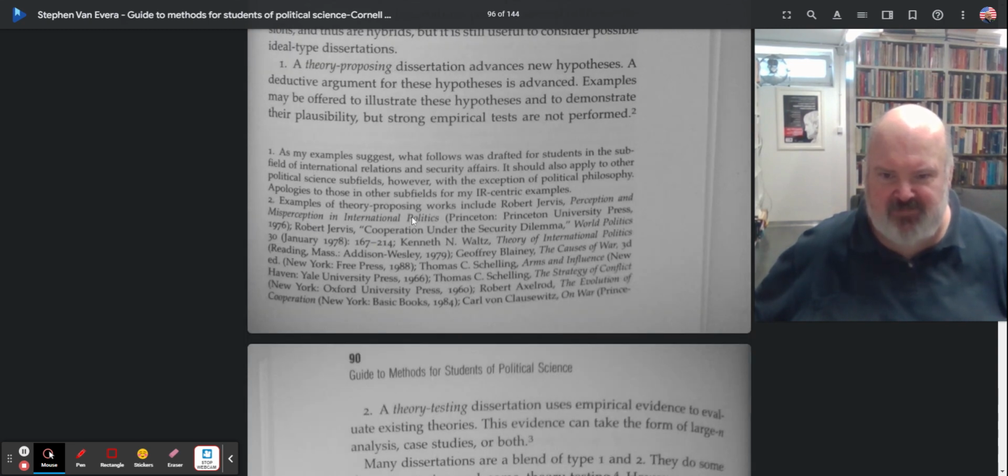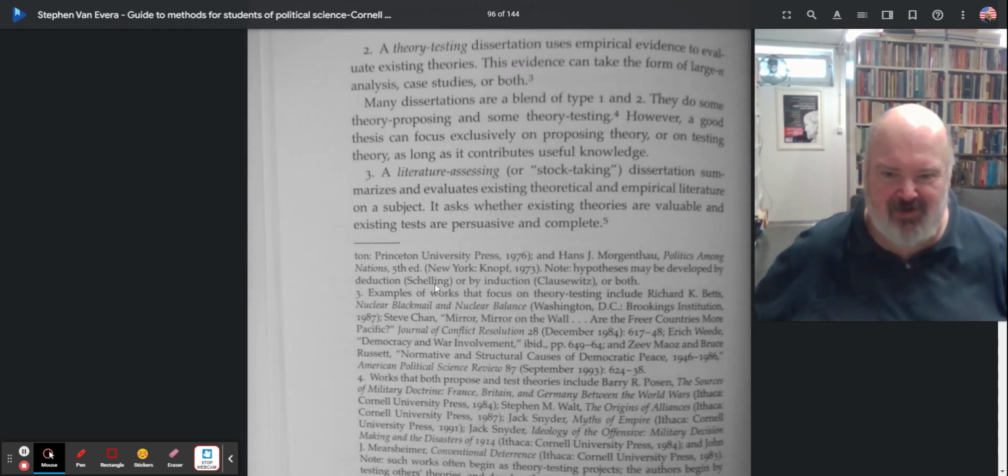Now, examples of theory proposals include works of Jervis's like Perception and Misperception in International Politics, Robert Jervis's article Cooperation Under the Security Dilemma, Waltz's Theory of International Politics, Geoffrey Blainey's Causes of War, Thomas Schelling's Arms and Influence, Thomas Schelling's Strategy of Conflict, Robert Axelrod's Evolution of Cooperation, Clausewitz's On War, he goes on, right? And Morgenthau's Politics Among Nations.